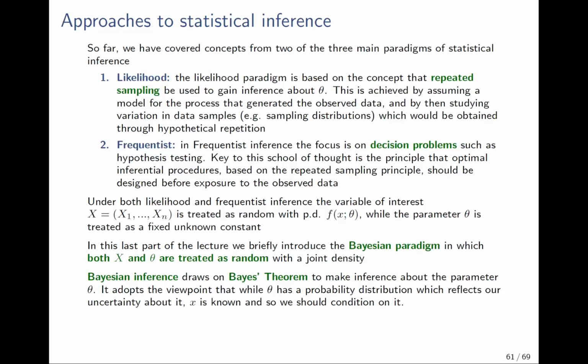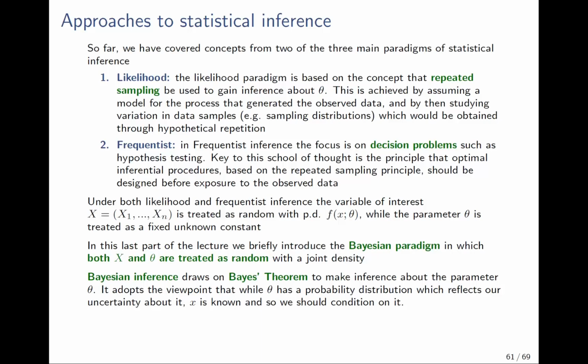Frequentist inference is also based on the idea of repeated sampling, but the focus is on decision problems, so we came across it when we looked at hypothesis testing. And in frequentist inference, the idea is that the optimal inferential procedures we apply should be designed before exposure to the observed data. Now, in both the likelihood and the frequentist inference setting, so in both estimation and hypothesis testing, the variable of interest x was treated as random with a probability distribution that depends on a parameter theta, but theta was treated as a fixed unknown constant that's the target of inference.